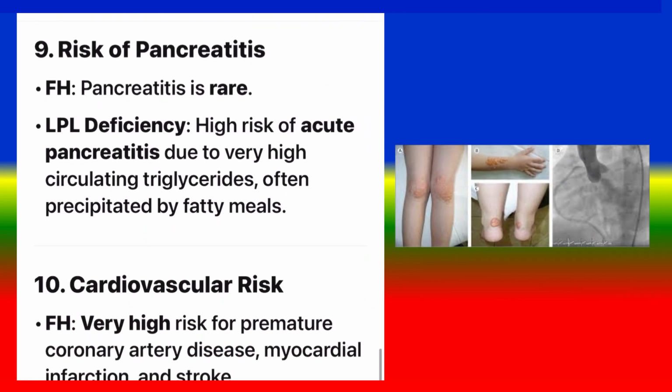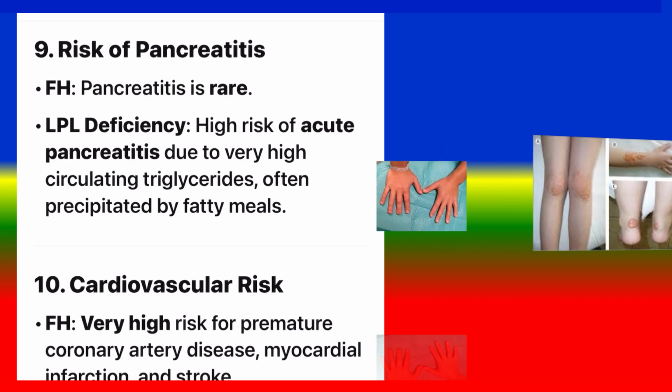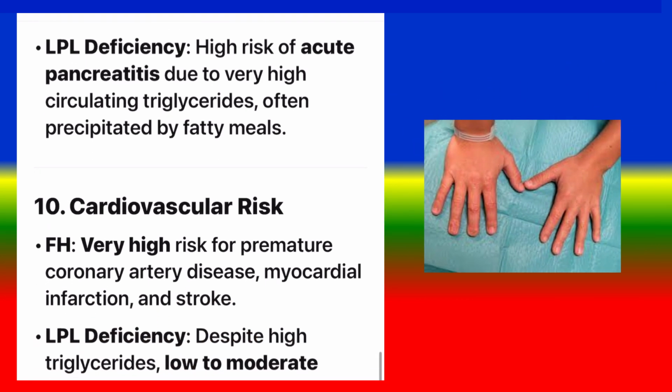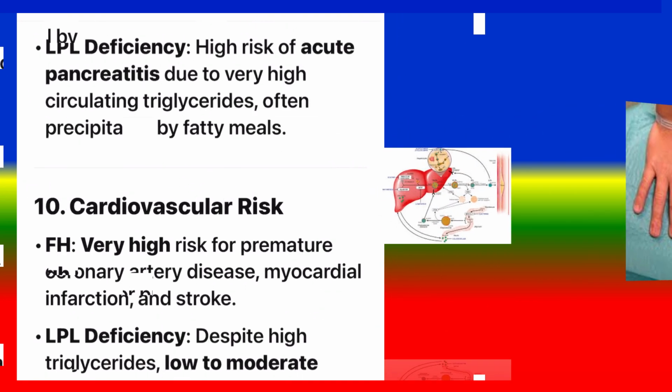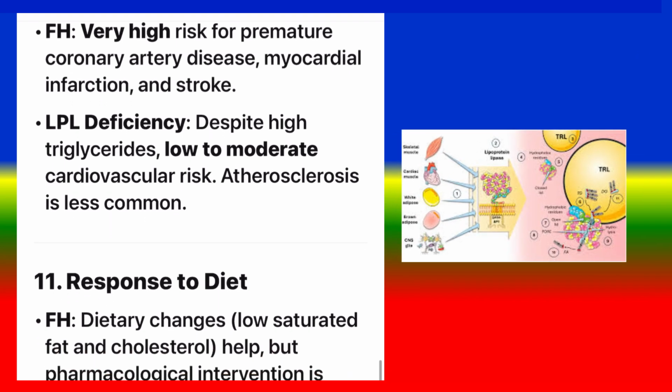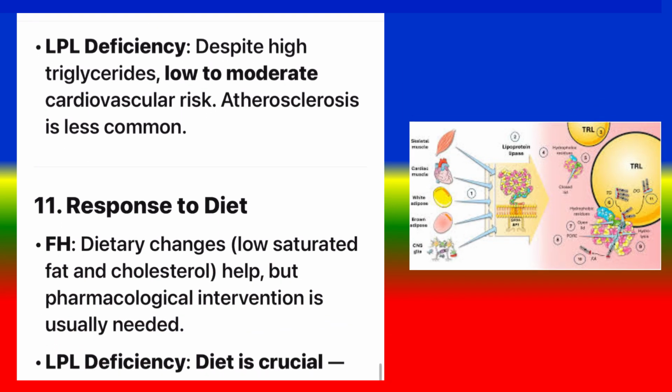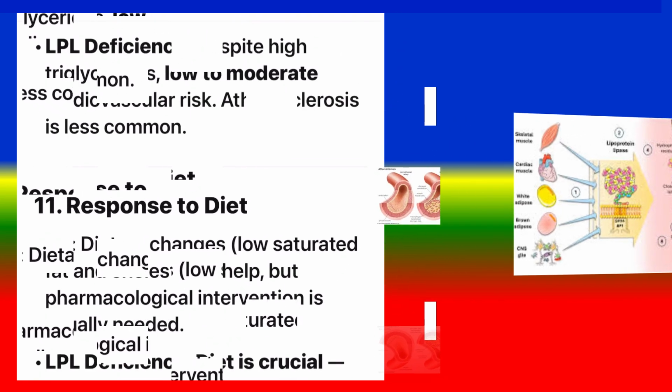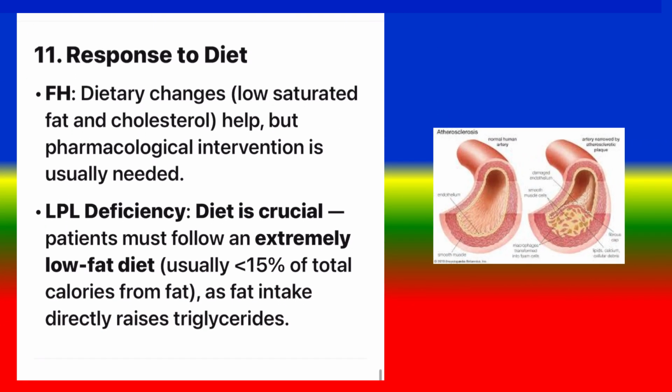9. Risk of pancreatitis. FH, pancreatitis is rare. LPL deficiency, high risk of acute pancreatitis due to very high circulating triglycerides, often precipitated by fatty meals. 10. Cardiovascular risk. FH, very high risk for premature coronary artery disease, myocardial infarction, and stroke. LPL deficiency, despite high triglycerides, low to moderate cardiovascular risk. Atherosclerosis is less common.